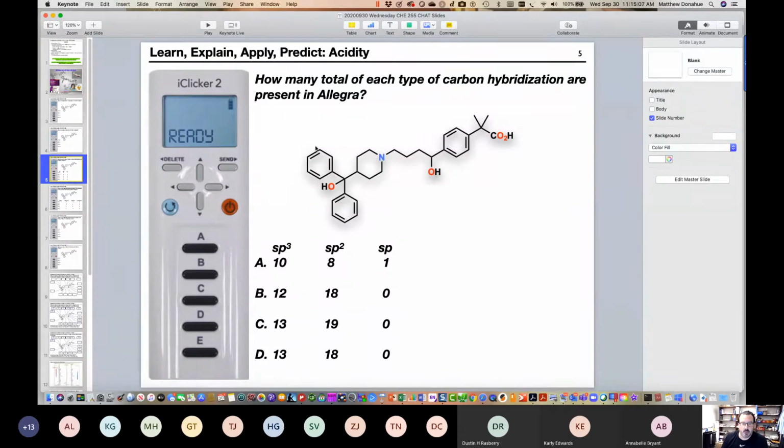sp2s. There's 6, 12, 18, and then 19. And then we said there was no sp, so we've accounted for all the different hybridization types.